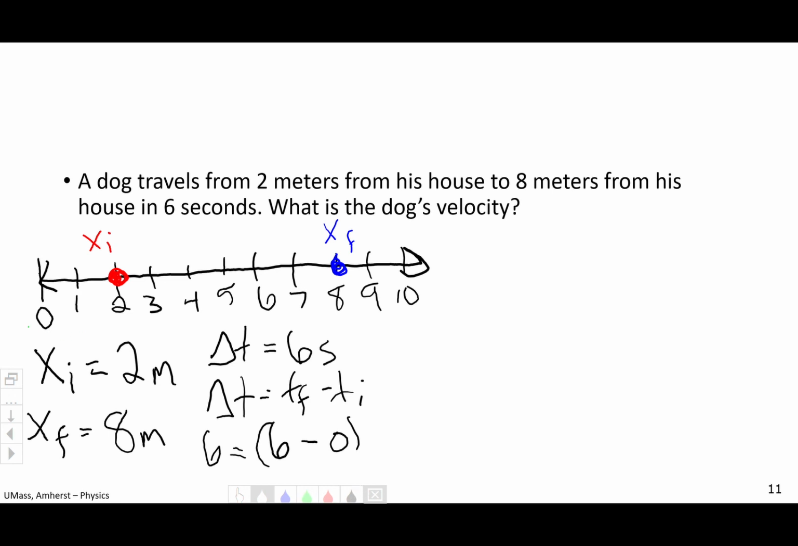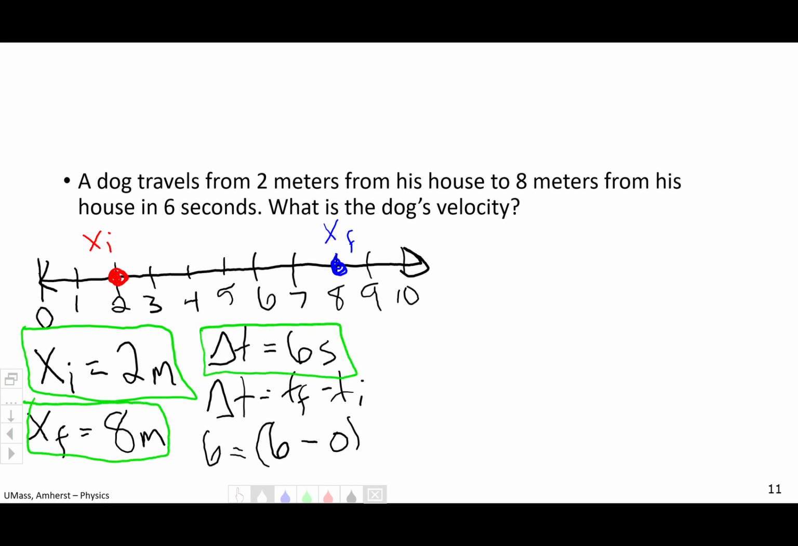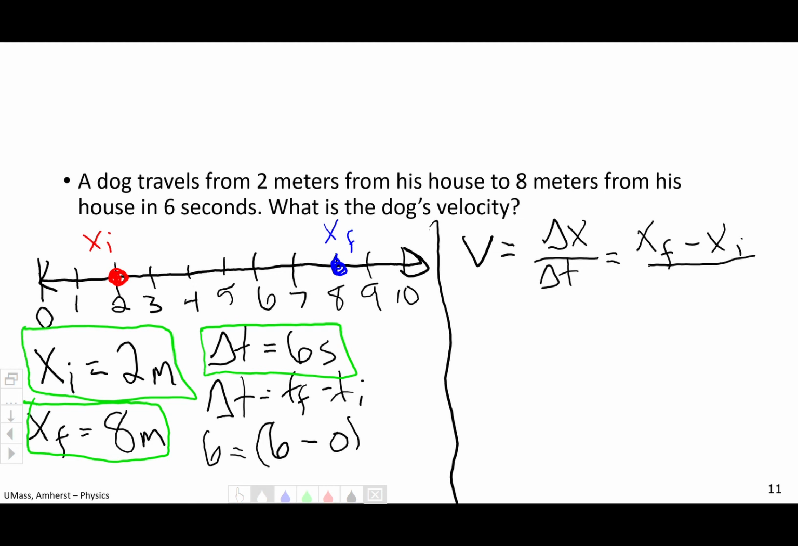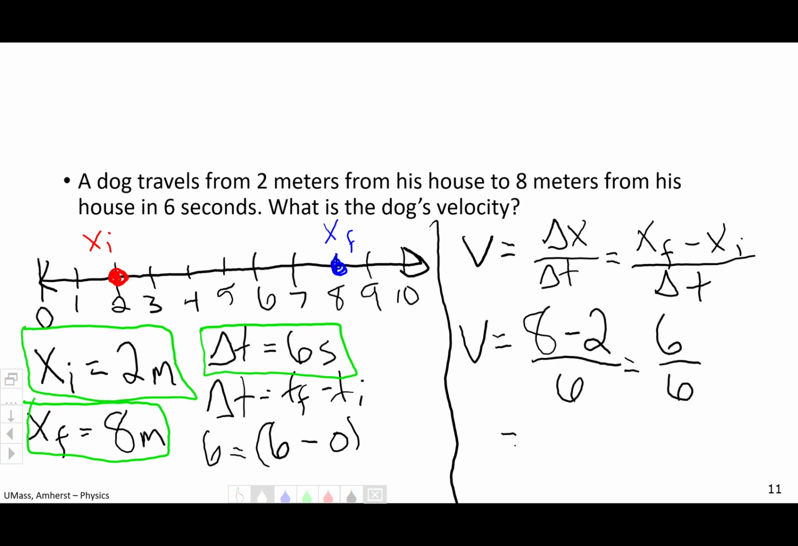So the big takeaways here, we've got this, this, and this. And that's all the information that we need, really, because we're going to go with velocity is delta x over delta t, which is x final minus x initial over delta t. So given that we have everything we need, our final position is 8 meters minus 2 meters over 6 seconds, equals 6 over 6, or 1 meter per second.